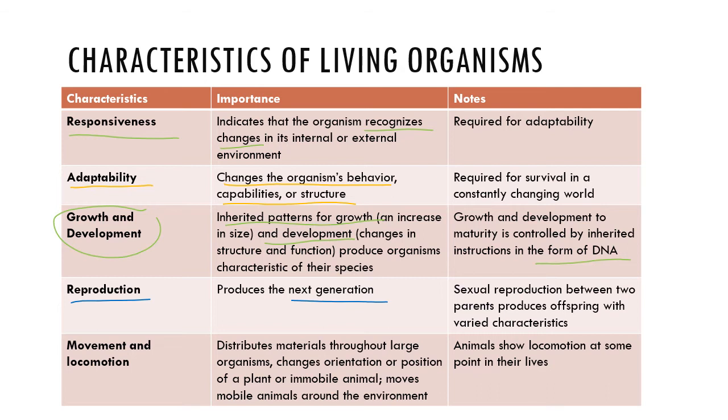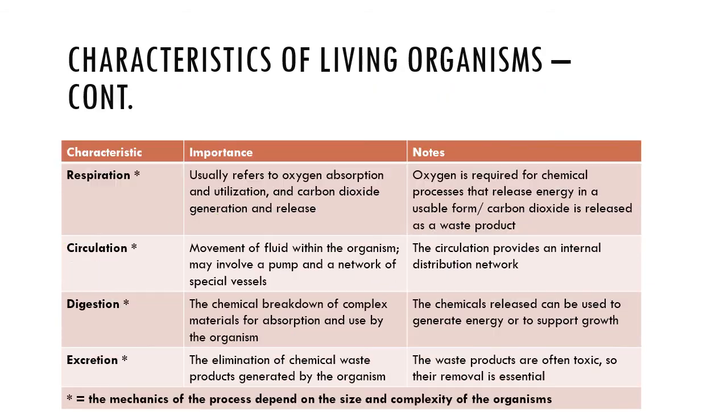Locomotion and movement. This is an organism's ability to change orientation or position or to move around an environment. For animals, that's important to chase down maybe some prey, a food source. With plants, it's their ability to track the sun, if you want to think of it that way. So it's to change orientation or position, or move around. Those are some characteristics that all living organisms share.